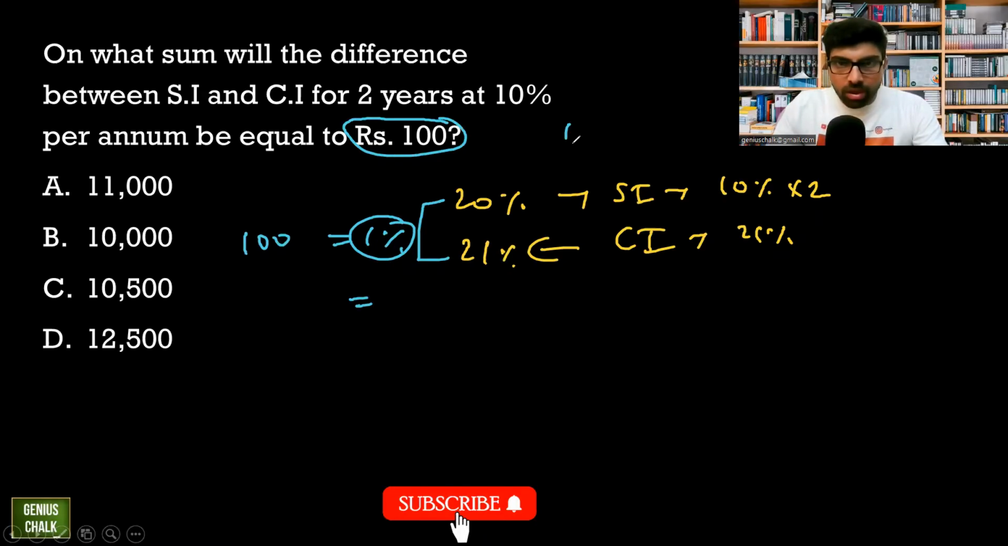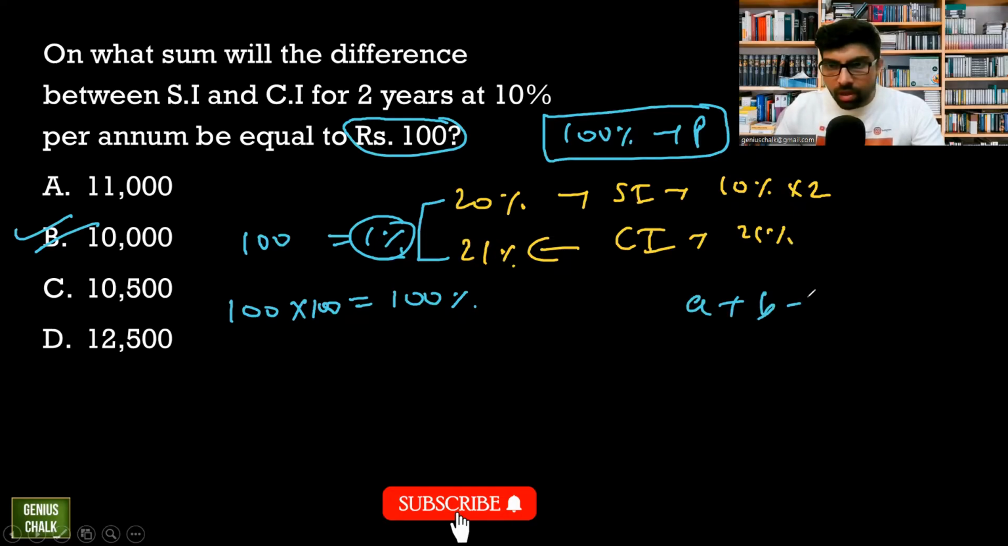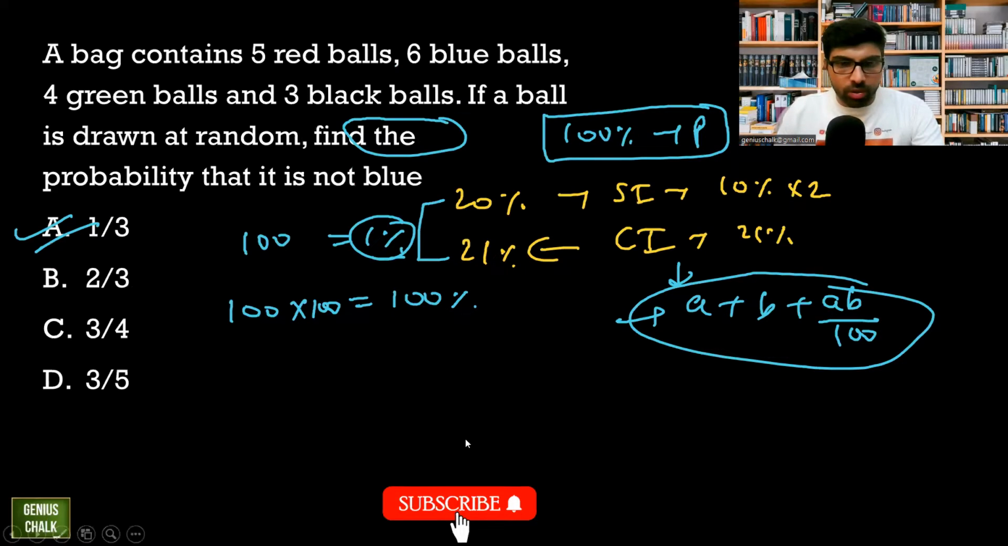And 100% means we always take 100% as the principal. So if 1% of the principal is 100, can't you find 100% of the principal? So 100% of the principal will be 100 into 100, that is 10,000 rupees. So if you have this logic in mind, this A plus B plus AB by 100, which is the overall effective percentage change, then you can easily find. In compound interest, this is always valid. So try this question using the second approach. It would be much better.